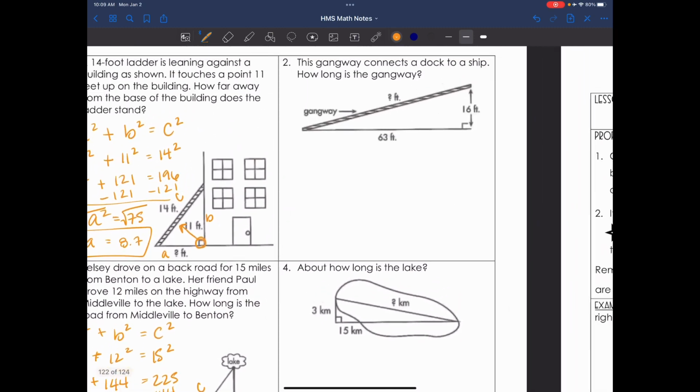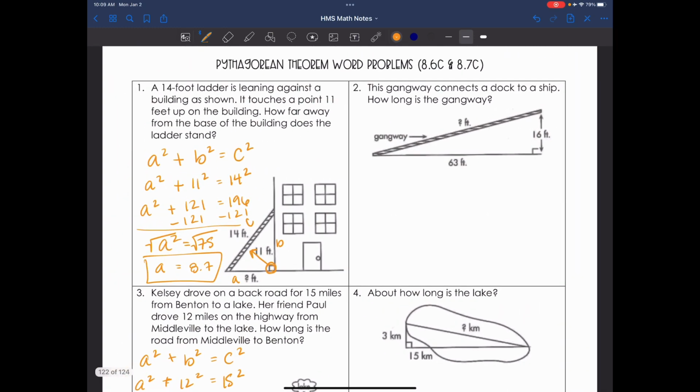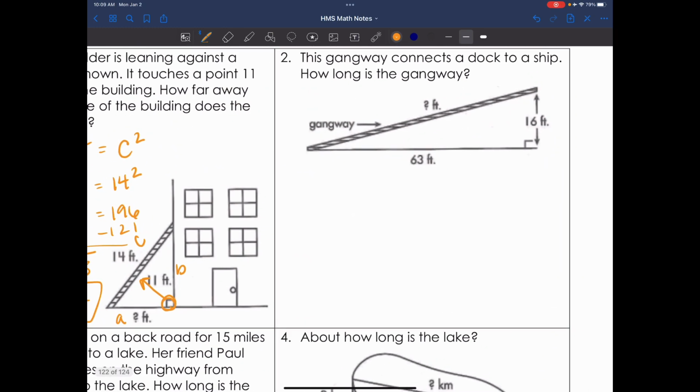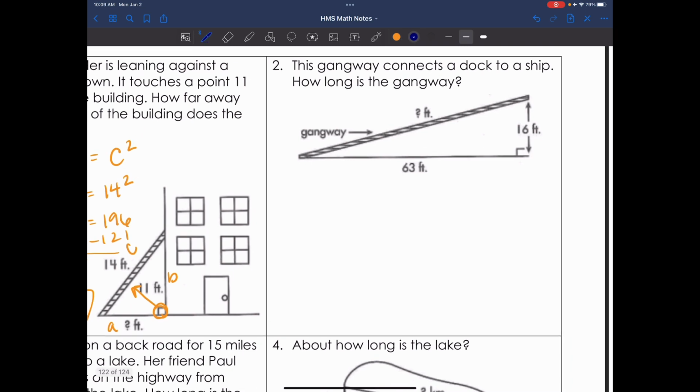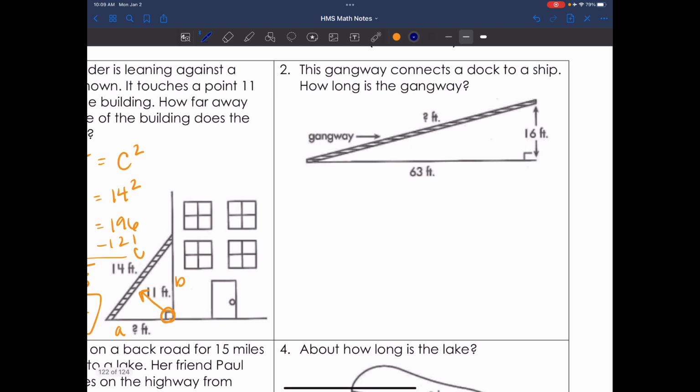All right, let's get into numbers 2 and 4. Same thing, I am going to do number 2. I would like you guys to try your knowledge and understanding with number 4. So this gangway connects a dock to a ship. How long is the gangway? So first things first, identify your right angle, found it. Draw an arrow across to identify what our hypotenuse is. And again, I'm just going to make my shorter side A and my longer side B. And by that I mean my shorter leg A and my longer leg B.